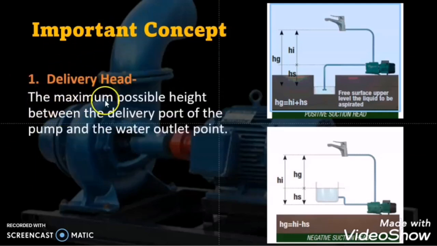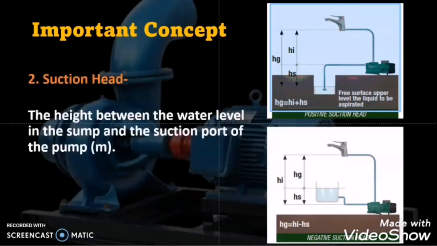What is delivery head? The maximum possible height between the delivery port of the pump and the water outlet point. Here you see the delivery point of the pump, and this pump is delivering the water against gravity to this water point. So the height between the delivery point of the pump and the water point is called the delivery head.